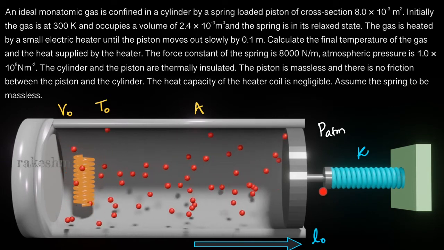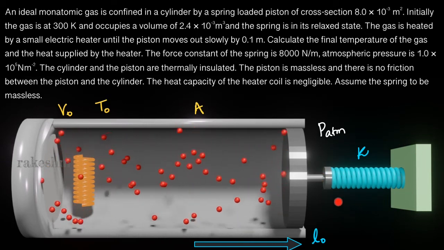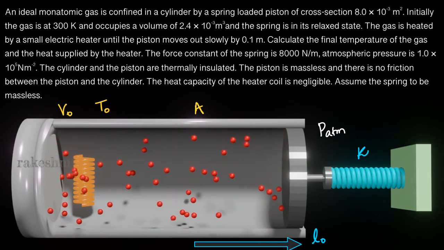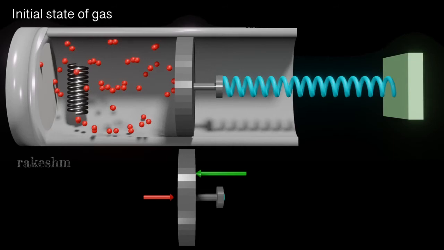So he's saying that the spring here is massless. Firstly, we'll be calculating the final temperature of the gas. The concept we'll be using here is we'll be equating the number of moles in the initial state and the final state of the gas. The gas is confined in the cylinder, there is no loss of gas, so the number of moles are equal in its initial and final state. So we will be equating the number of moles.